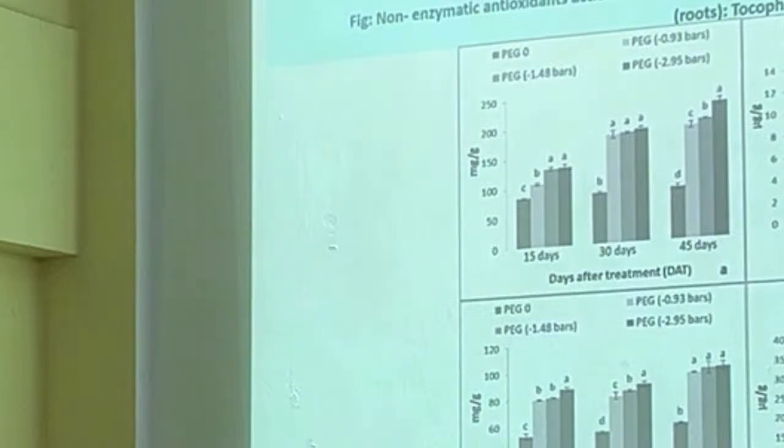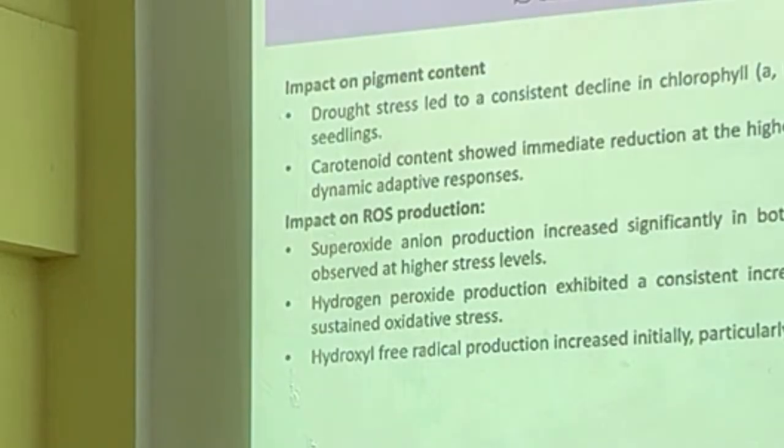The graph shows the same pattern: it increases with increase in stress levels in all 15, 30, and 45 days, with maximum production at 45 days in both shoots and roots. So, in conclusion, from my research work, even when acyl element is under stress conditions, the enzymatic and non-enzymatic antioxidant mechanisms inside the plants can protect them.